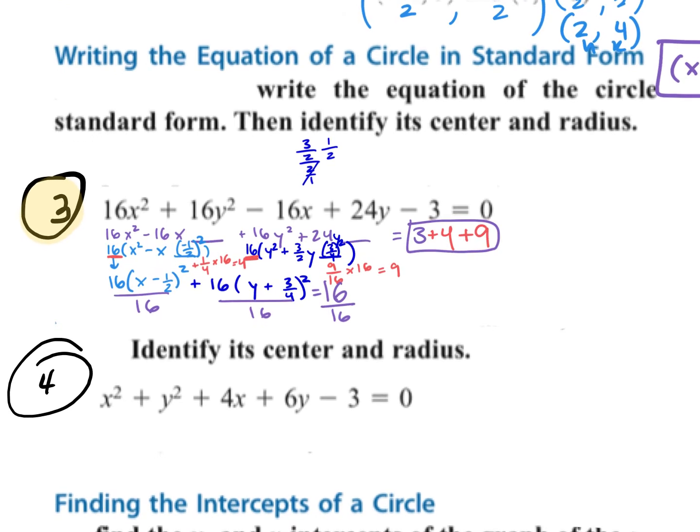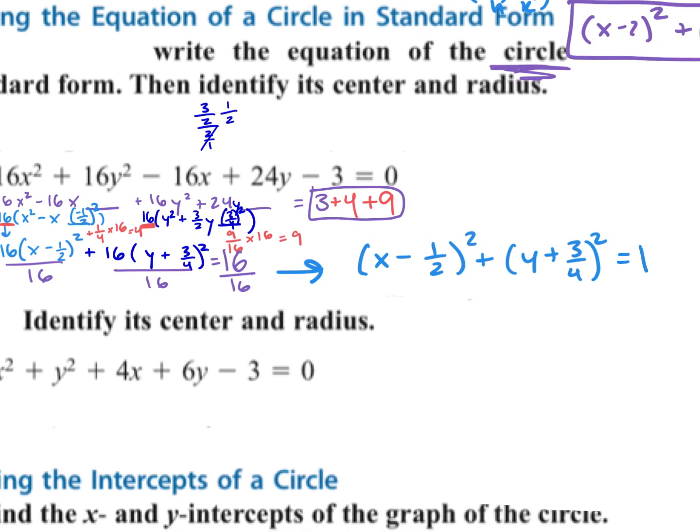Why did I divide by 16? Because it needs to be 1. For a circle, does it need to be 1? No, you don't, but I need my coefficients here to be 1. I can't have any numbers in front, so that's why I divide by 16. So then this would be x minus 1/2 squared plus y plus 3/4 squared is equal to 1. So here it just so happened that our r squared is 1. It doesn't have to be 1 for a circle to be equal to something.